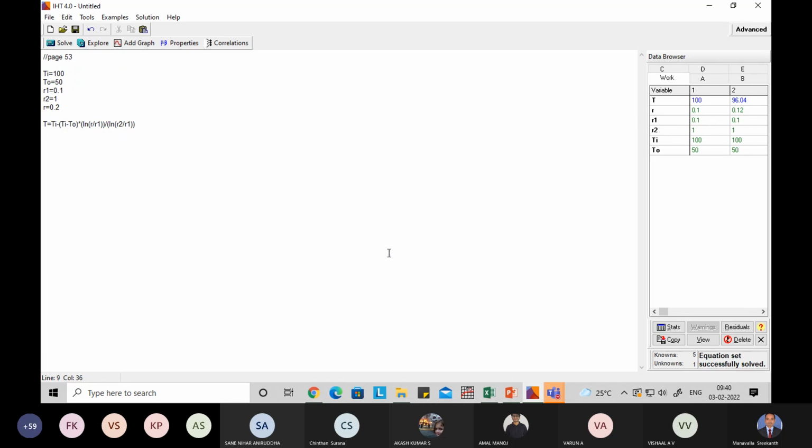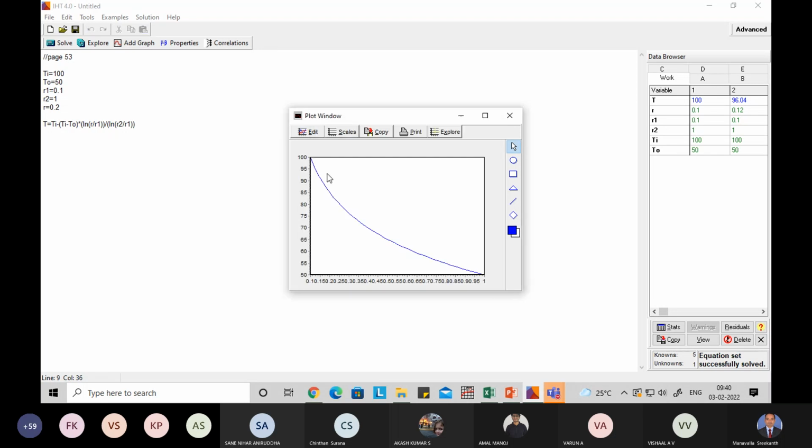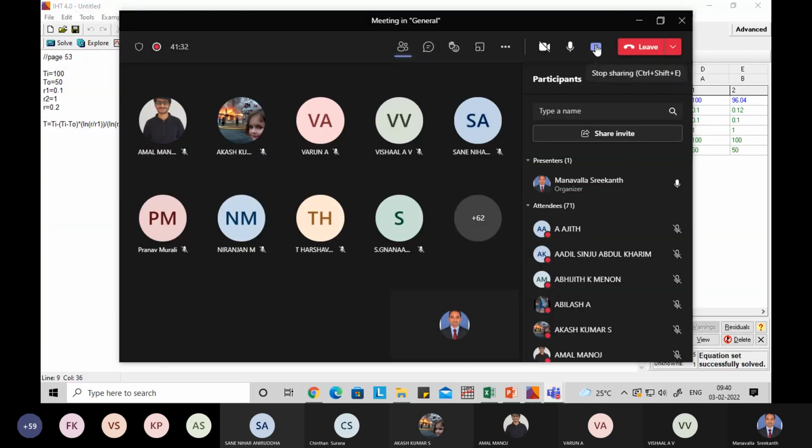That's it. Everything is calculated. Now I can plot. So X is R, which is the one which we swept, and Y is T, the temperature. You see here we have a temperature profile plotted. In this way, you can also carry out parametric studies without actually calculating at each and every location. So in this way, you can use this particular software.